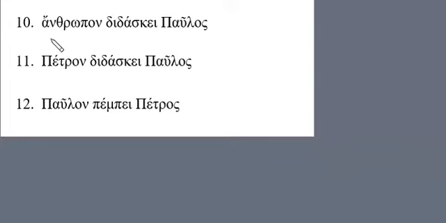All right, number 10. Anthropon didaske Paulos. Now, it might be tempting to make this sentence, a man teaches Paul. But if you've paid close attention, you notice that in the sentences above, the words ending in this os ending are the words that have been the subjects of the sentence. And if you noticed above, the words like anthropon, these words have been in the subject or the object position in our traditional English word order.